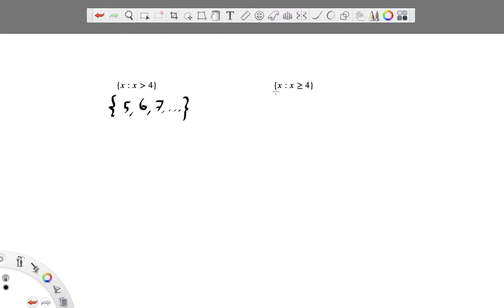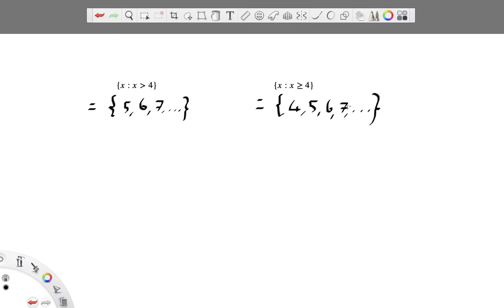And then what is this set? Well, that is the set of x such that x is greater than or equal to 4. So that would be 4, 5, 6, 7, and so on and so forth. So now we look at these sets. This one has 5, 6, 7, and so on. This has 4, 5, 6, 7.